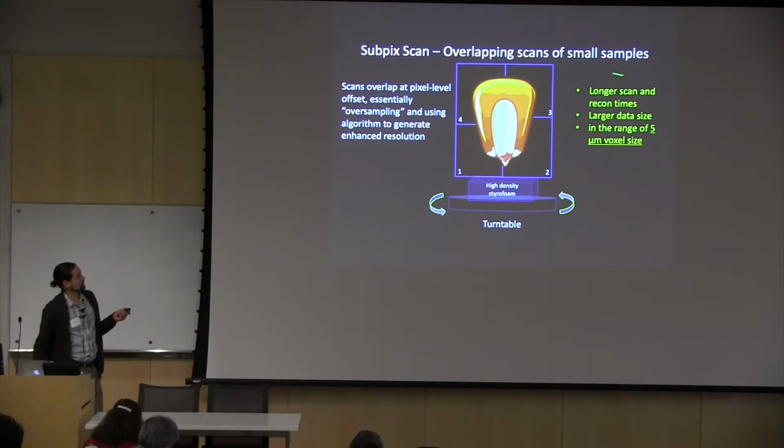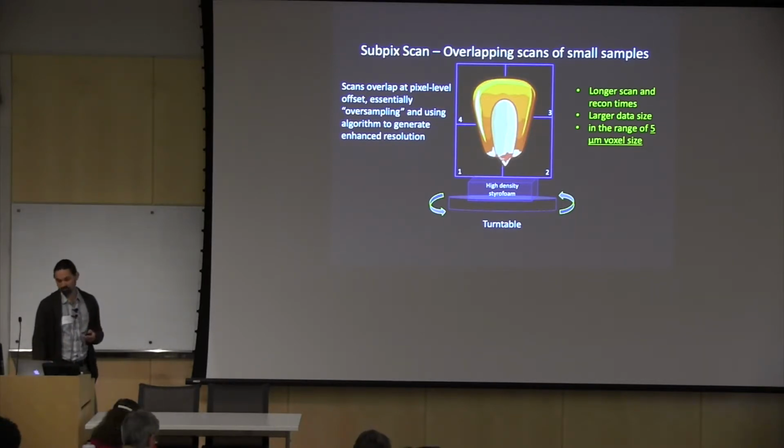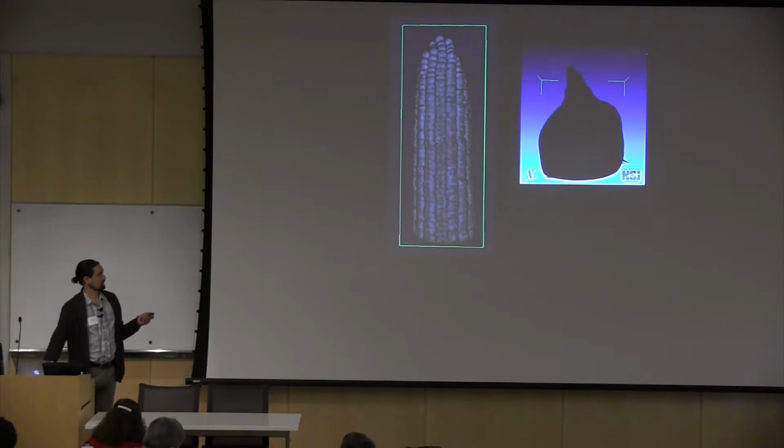If we zoom in, and there's a software called SubPix, which gives us a little bit more resolution, we can get to about the 5 to 10 micron voxel size. So it's a very versatile instrument. And just as a real life example of this is a corn cob we can scan, and that's a kernel that came off of it.